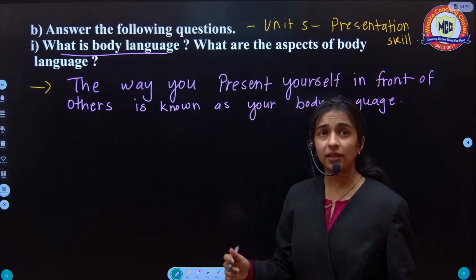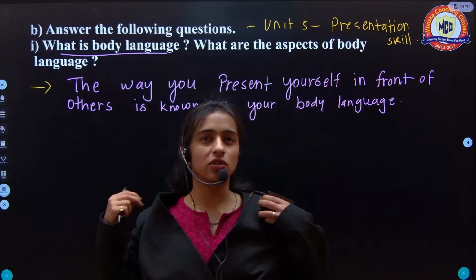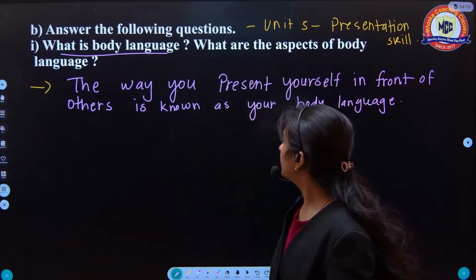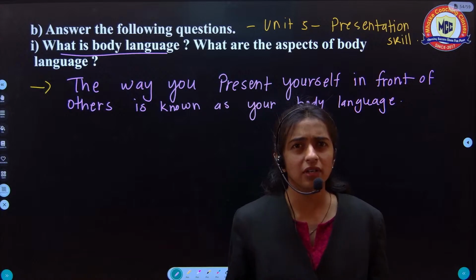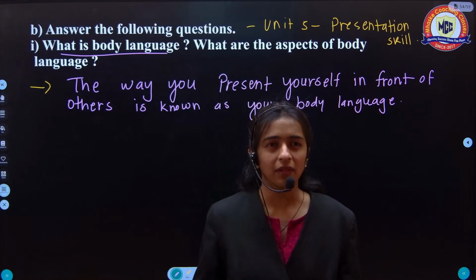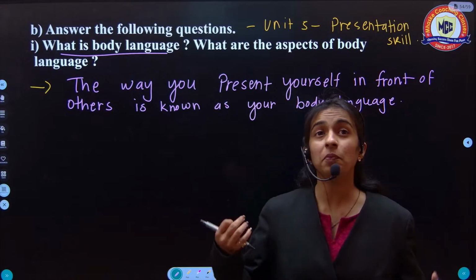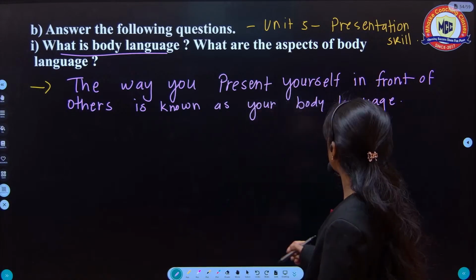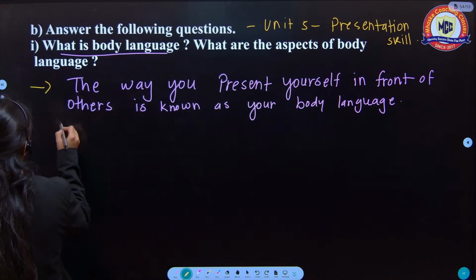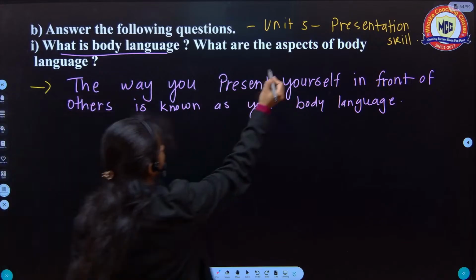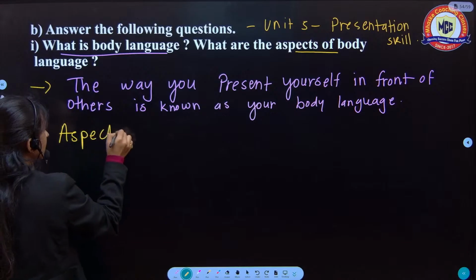So basically the way I'm standing, I look like a teacher, but what if I start doing this, yo, yo, yo? That is not the correct body language I should carry being a teacher. You'll feel like I'm not a teacher, I'm maybe a college student, or maybe someone from the street, but I don't look like a teacher. Why? Because of the body language that we carry. So that is your body language. What are the aspects? Now we'll write, this is the introduction, first question. Now I'm writing aspects of body language.